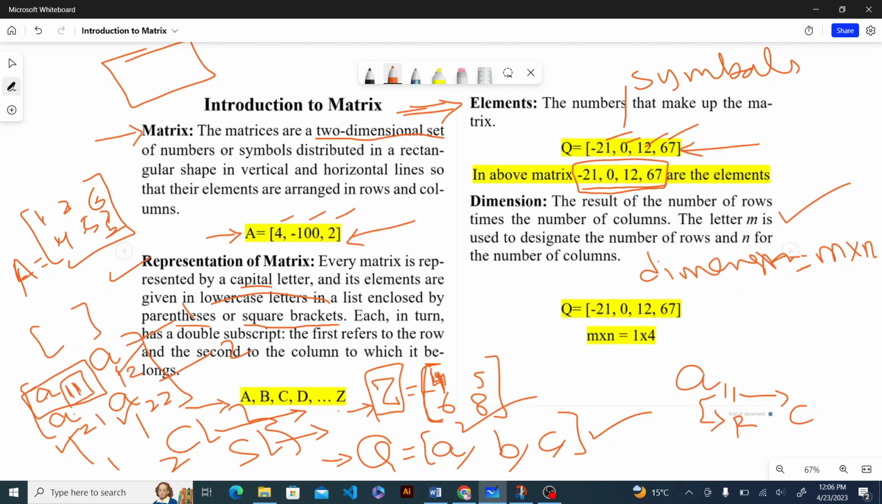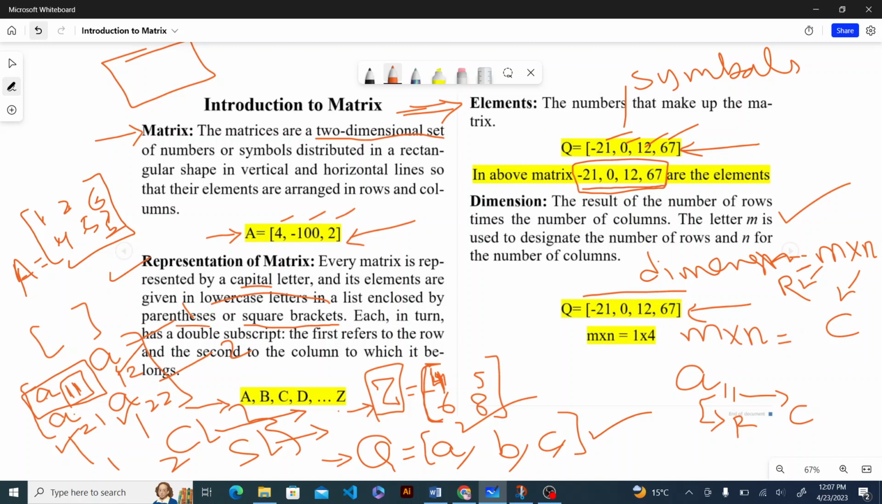If we are given a matrix -21, 0, 12, 67, these are its elements. It has 4 elements. We will look at its number of rows and number of columns. Here it has how many rows? Only one row. This is a single row. M shows row and N shows column.